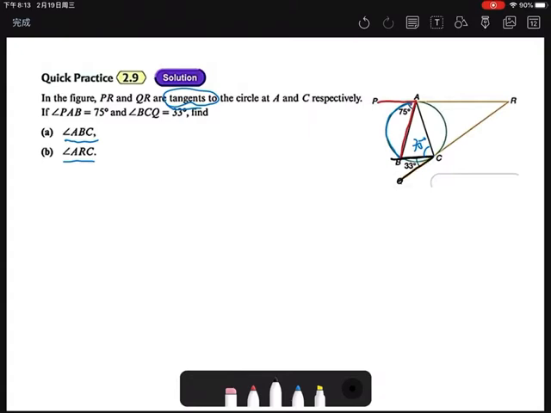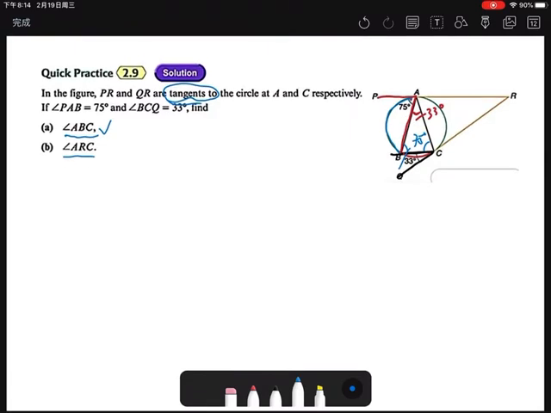And another one, angle BCQ is a tangent-chord angle, and inside it is arc BC, and arc BC corresponds to angle BAC, which is an angle in the alternate segment. So this angle is 33 degrees. By angle sum of triangle, we can easily find angle ABC. So here we use angle in alternate segment two times, and then we use angle sum of triangle to find angle ABC.